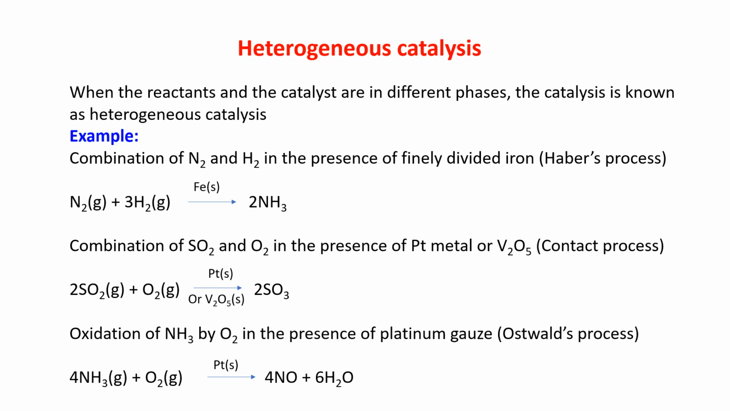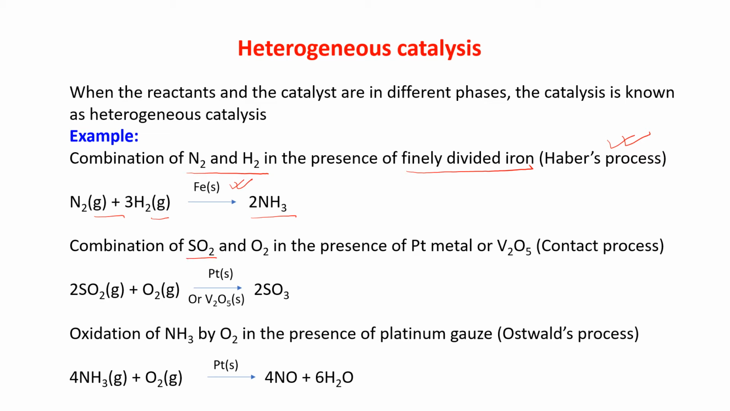Heterogeneous catalysis. When the reactants and the catalyst are in different phases, the catalysis is known as heterogeneous catalysis. Example, combination of N2 and H2. You can understand that both are in the gaseous phase, in the presence of finely divided iron, that is the Haber's process. Now see, N2 and H2 both are in the gaseous phase and iron is in the solid phase. We are getting NH3 by Haber's process.